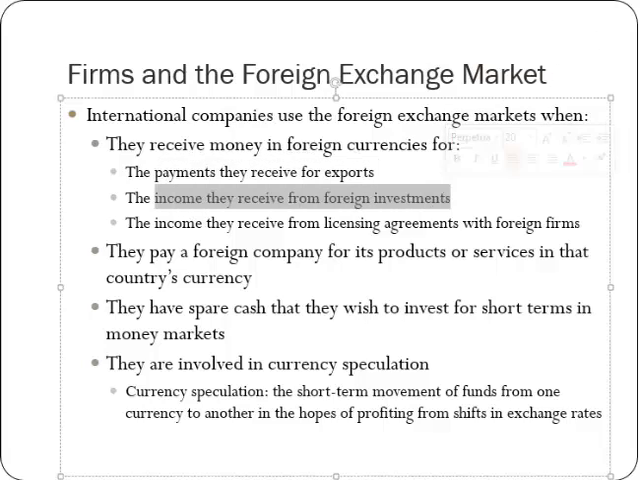Income they receive from foreign investments. If you have a Swiss bank account, you may get your interest in francs or in euros. Well, now you have to convert that into dollars if you want to spend it in the United States. Income you receive from licensing agreements with foreign firms. You make a deal with a British agency that they're going to license your product, and they pay you in pounds. Well, you have to take those pounds again and convert them into dollars.